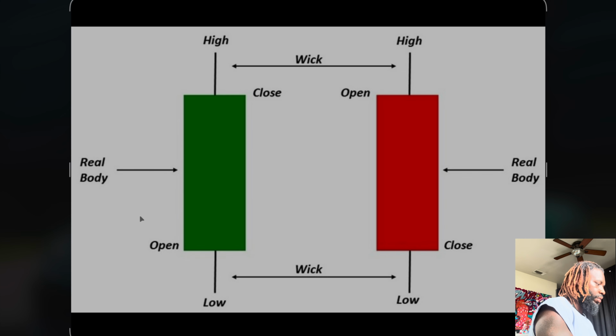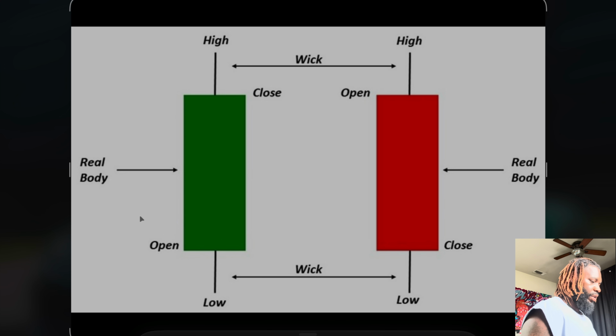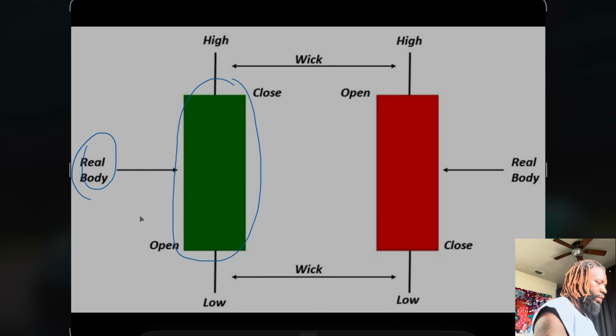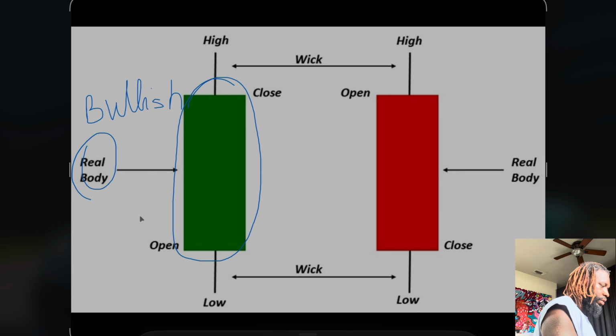This is, when they say real body, right? Let's see. What's going on? Why can't I draw? Oh, I'm using an eraser, that's why. Let's use blue. So when they say real body, they're referring to this is the body of the candle. This is a bullish candle here, right?